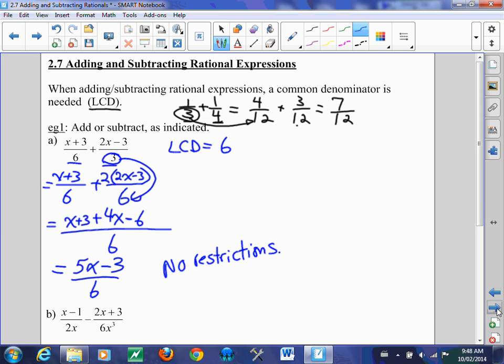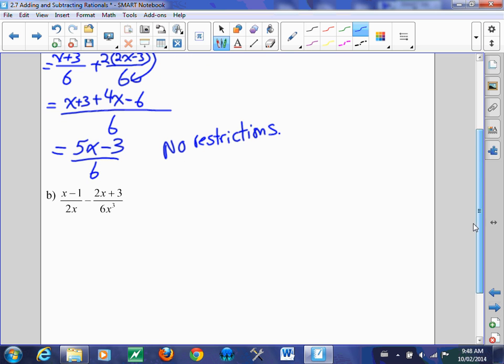Okay? Take a look at the second one. Now we've got some variables. Okay? Going to be a little harder. Okay, looking at our expression, ladies and gentlemen, notice we're subtracting instead of adding this time. And we need to find our lowest common denominator. So our lowest common denominator in this case is going to be what's a number that both 2x goes into and 6x cubed, and it's going to be 6x cubed.